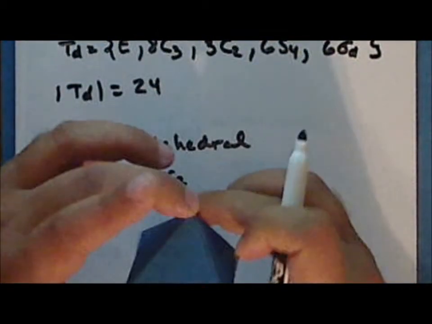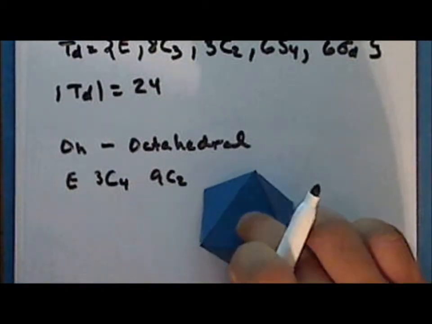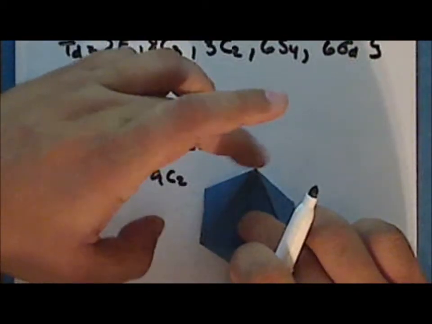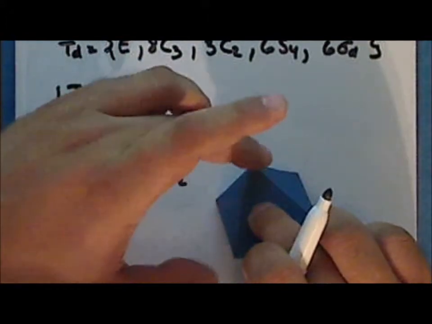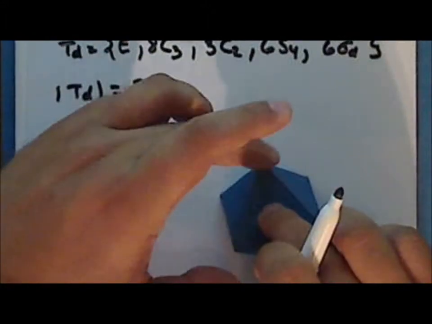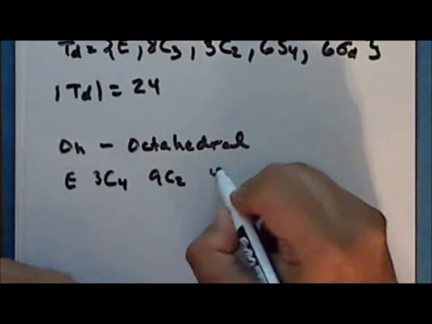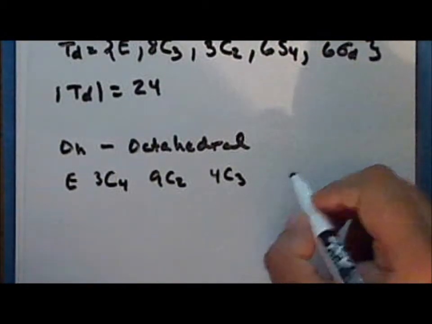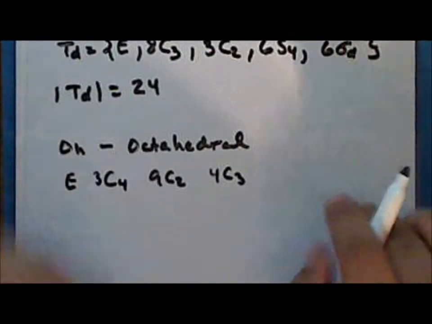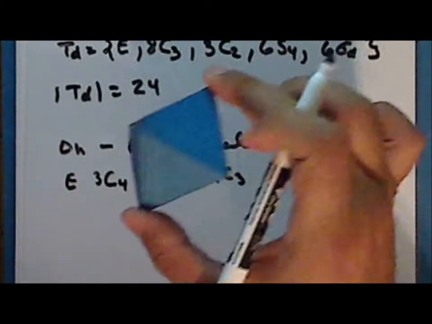Now an axis that passes through the center of opposite faces is a C3 axis. And so we have a total of 4 C3 axes. And in the case of an octahedron, the octahedron does have an inversion center, which is the center of the octahedron.